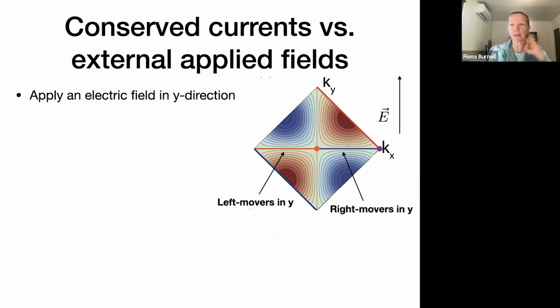Okay, great. So let's ask what happens to these momentum conservation laws when we apply electric fields. As I said, I have right movers at positive kx, and left movers in the y direction at negative kx. Now what happens when I apply an electric field in the y direction? You can think of this system for right now as just a stack of 1D systems at different kx. These guys are chiral with right movers, and these guys over here are chiral with left movers.